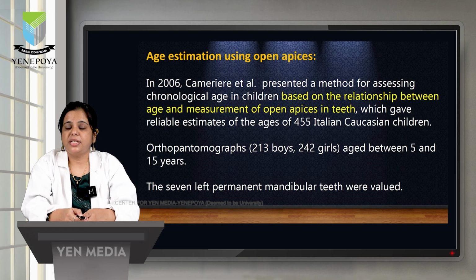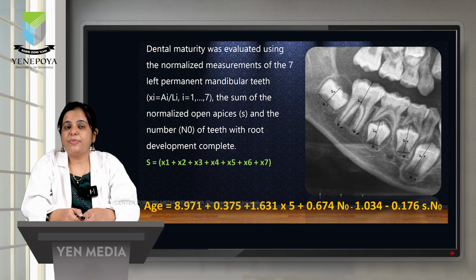Presented a method for assessing the chronological age in children based on the relationship between age and measurement of the open apices in teeth, which gave reliable estimates of the ages of 455 Italian Caucasian children. In this method, the 7 left permanent mandibular teeth were valued. The dental maturity was evaluated using the normalized measurements of the 7 left permanent mandibular teeth, the sum of the normalized open apices depicted as S and the number denoted as N0 of the teeth with root development complete.